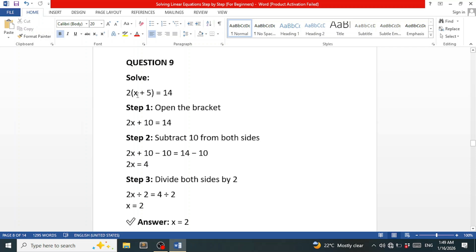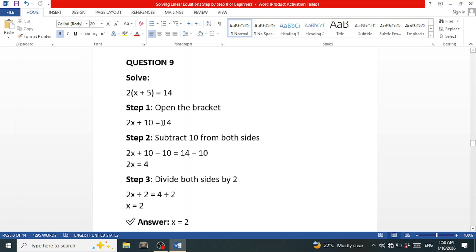In mathematics we open the brackets first, and I'll cover that in detail in future videos if you don't understand. So step 1 is to open the brackets. Now you've got this, so this is gonna be 2. The number outside the brackets is gonna multiply each term within the brackets. That means 2 times x plus 2 times 5. This is what you're gonna have: 2x plus 5 times 2, that is gonna be 10, equals 14.